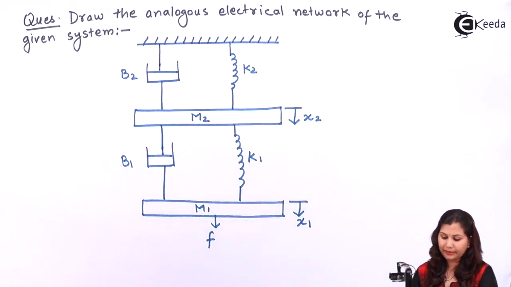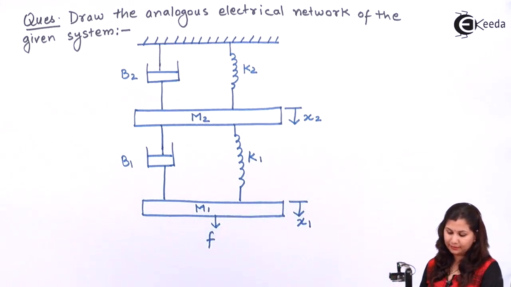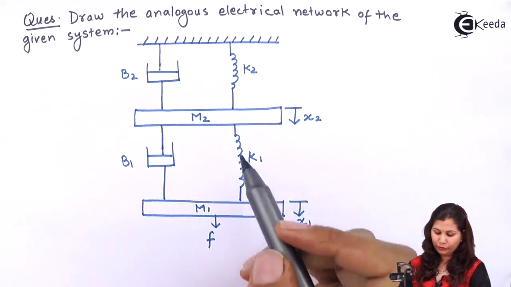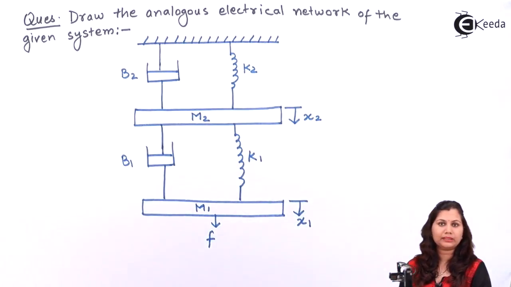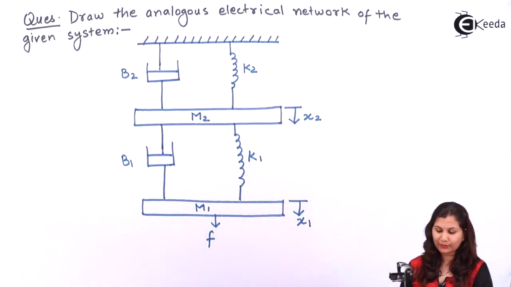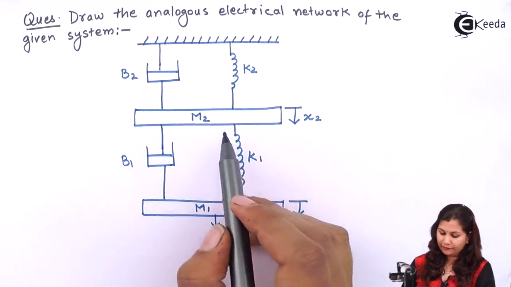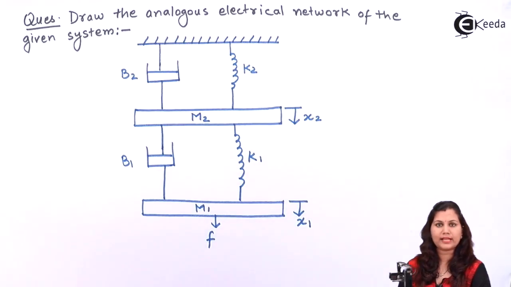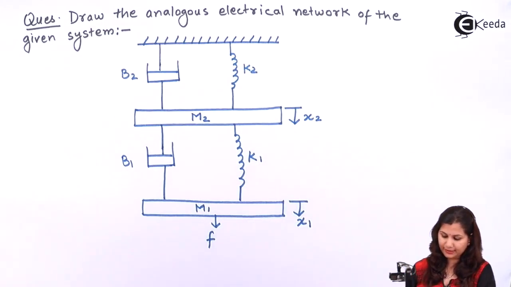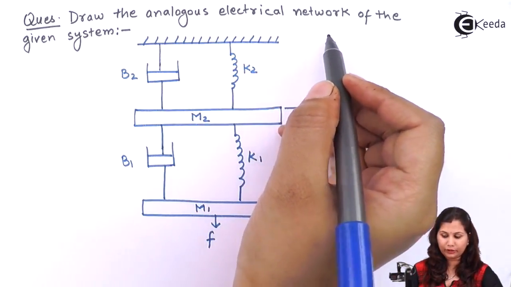So this is a mechanical translational system, and it has two mass elements M1 and M2, two dampers B1 and B2, and two springs K1 and K2. We have two displacements x1 and x2, and an external force F is applied on this system. So for this system we have to determine the analogous electrical network.